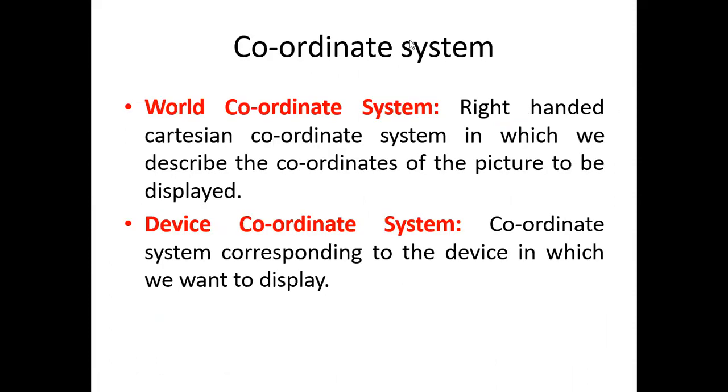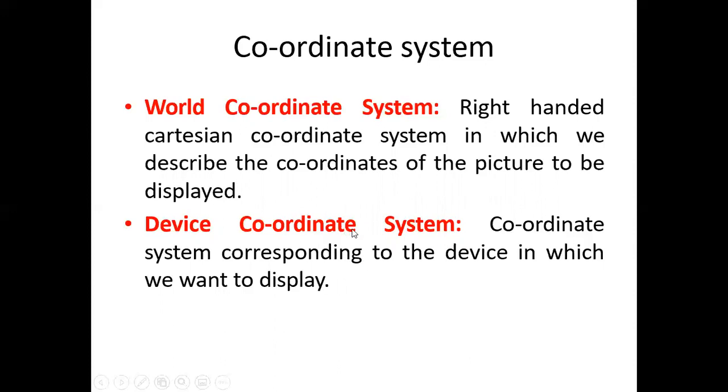So the next topic is coordinate system. There are basically two types of coordinate system: world coordinates and device coordinates. World coordinates is nothing but a Cartesian coordinate system in which we describe the coordinates of the picture to be displayed. In the world coordinate system, the picture will be present, and we describe its coordinates.